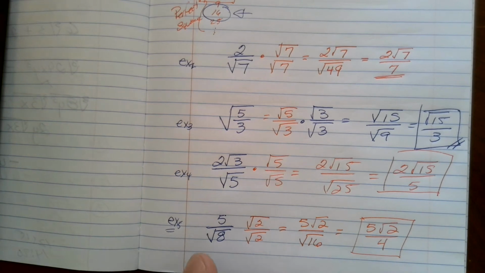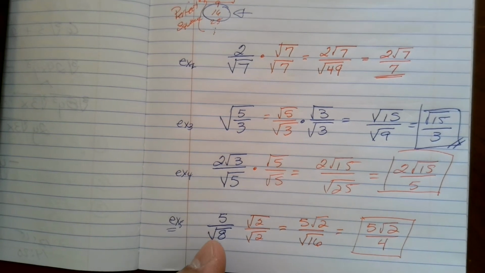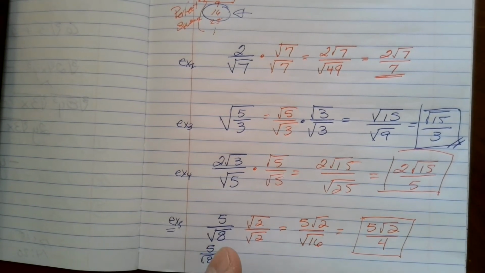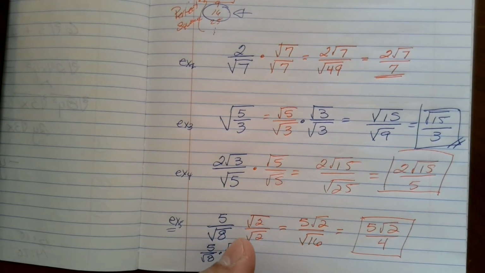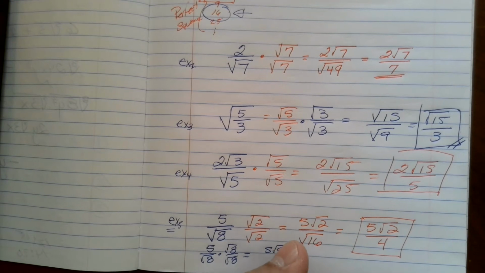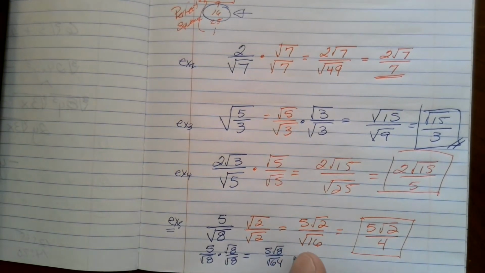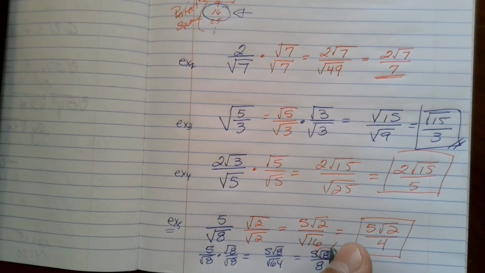It would have been fine if you did 8. It just would have been a longer process. If I do 5 over rad 8, and then I multiply the numerator and denominator by rad 8, I would have 5 rad 8 over radical 64. So I would have 5 rad 8 over 8. And then we would have to simplify this radical.